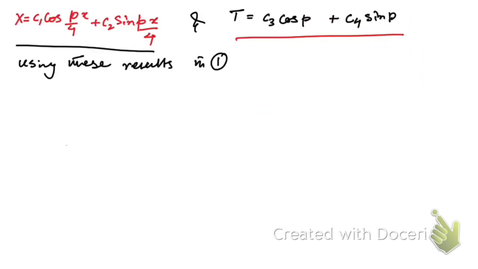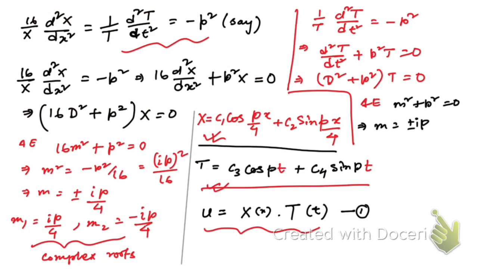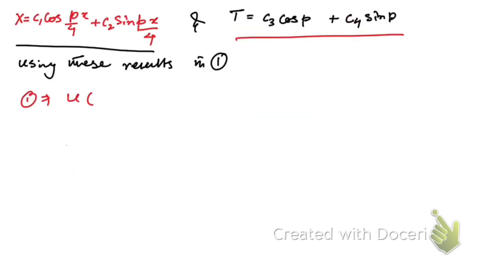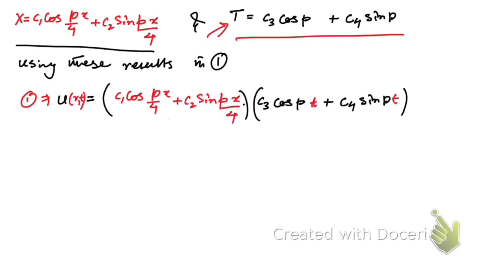So let me go to the new slide. So using these results in 1, so 1 implies u, you can write this as u of x and t, right? So u as a function of x comma t is going to be equal to, we had capital X, which can be replaced by this value of x, and capital T, this can be replaced by this value of t. Then you're going to have this result, right?